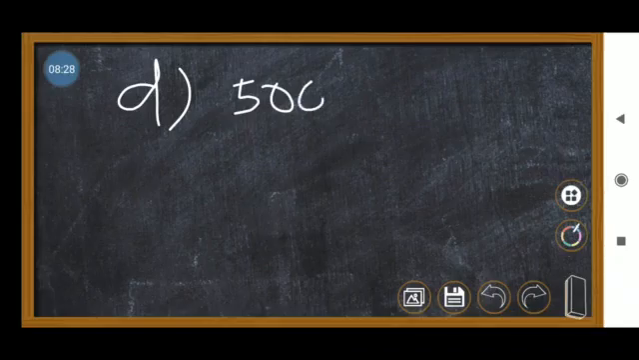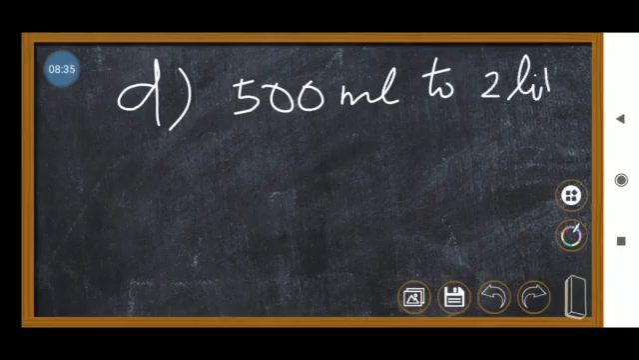In that D problem, I will give it as a homework problem. So 7th one D: 500 ml, that means milliliter, to 2 liters. How to find this one? I will give a clue, you have to do it.